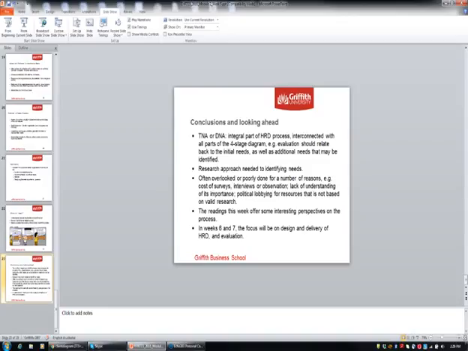It is often overlooked, and that can be for many reasons, which I've already mentioned, but could be the cost of surveys, the cost of interviews, or the cost of having someone observe someone else, lack of understanding of its importance, and also the issue around political lobbying for resources. That's not really based on valid research, it's just someone with the loudest voice.